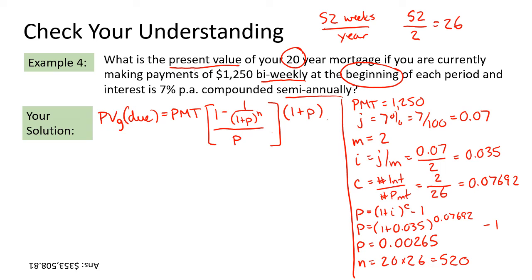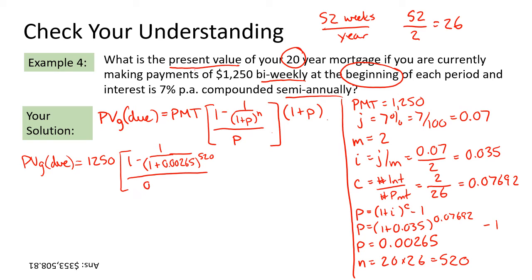So substituting all of these values in, your present value is equal to your payments, 1,250, multiplied by 1 minus 1 divided by 1 plus the equivalent interest rate, 0.00265, to the exponent 520, divided by the equivalent rate of interest, 0.00265. Okay. Another mistake I've seen is make sure you carry the appropriate number of decimal places. Okay. So the difference between only having one decimal place and two there will be a factor of 10.